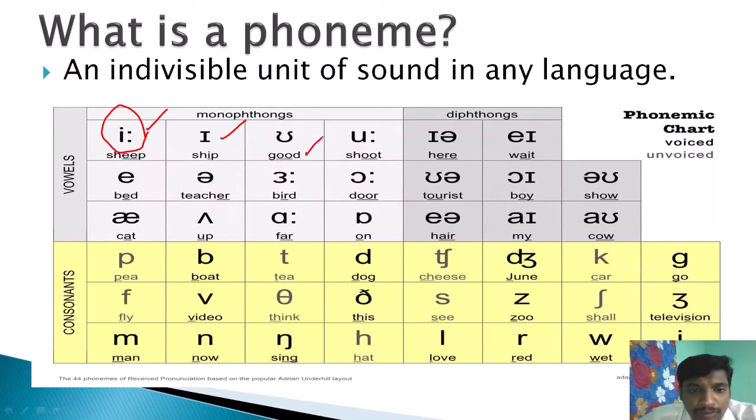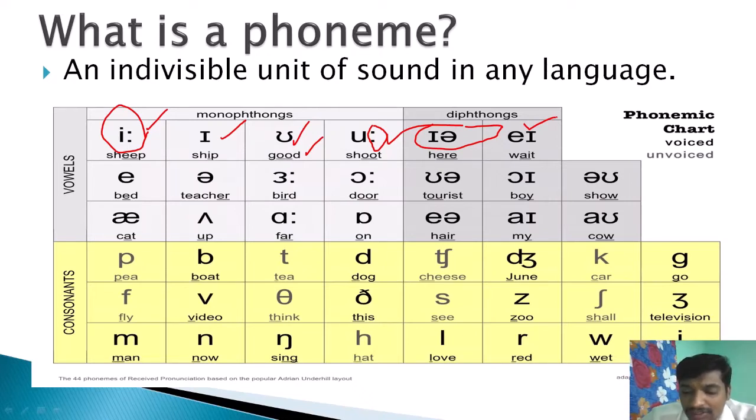This is the oo sound like good. Next, this is oo. These are called length marks. So you have to pronounce like oo, shoot, root, like that. Next, ear, like here. Then ay, like wait. These are the sounds. These sounds are called technically phonemes. This is the smallest unit of a language, especially the English language.